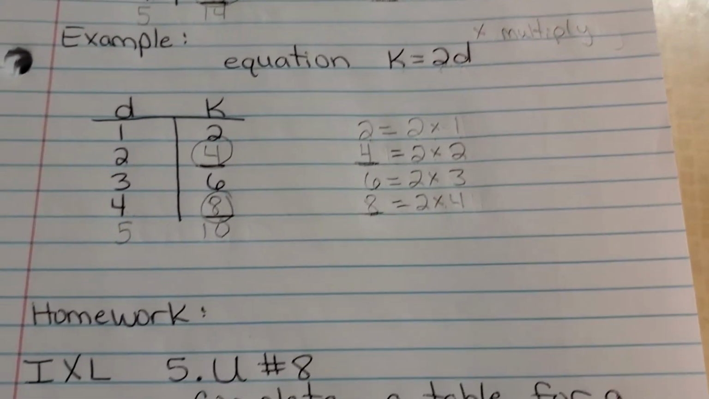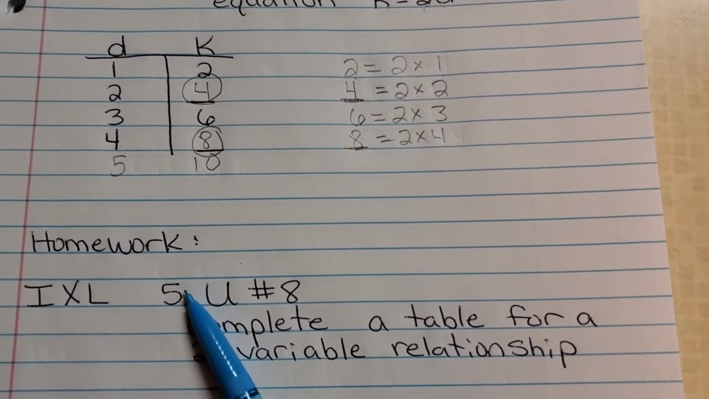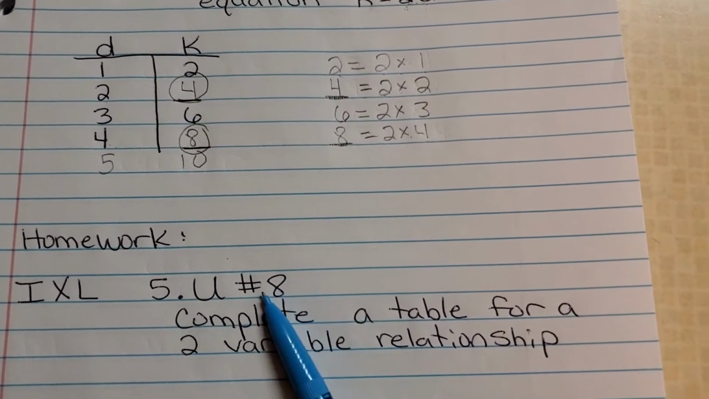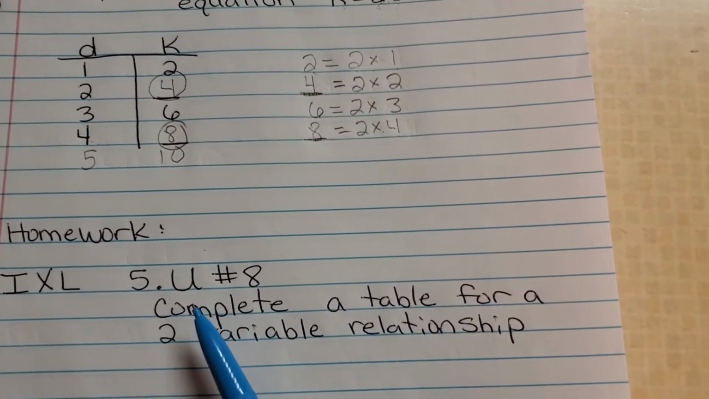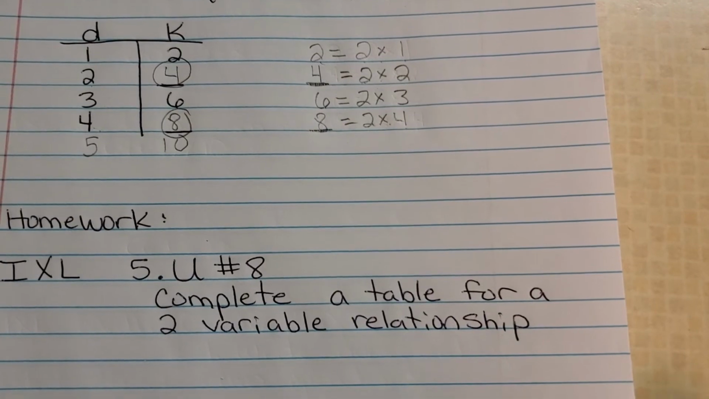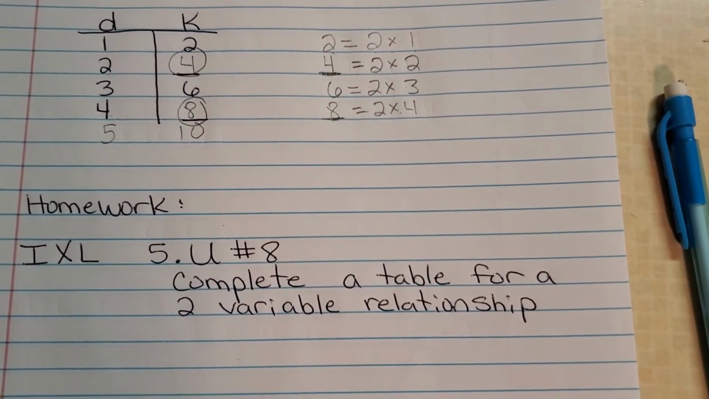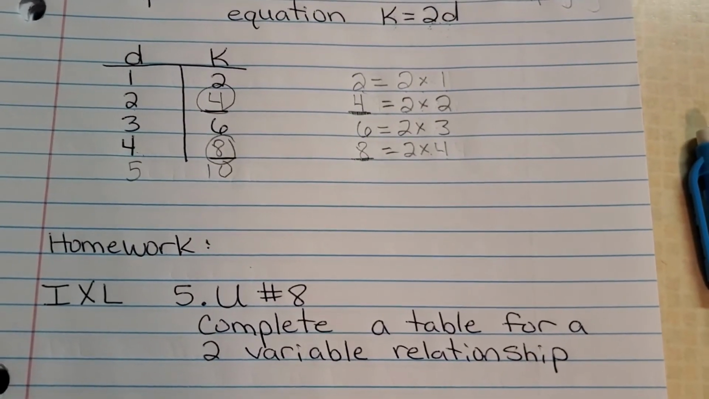So you're going to work today in IXL. Go to Math, 5th grade, go to letter U, number 8. And you're going to work on complete a table for a 2-variable relationship. Try to get 100%. If you're having trouble with it, record your highest score.